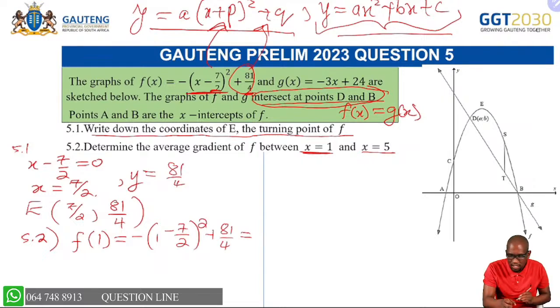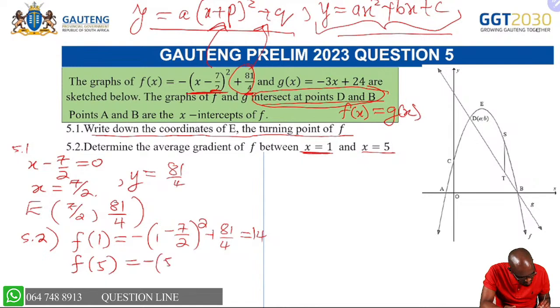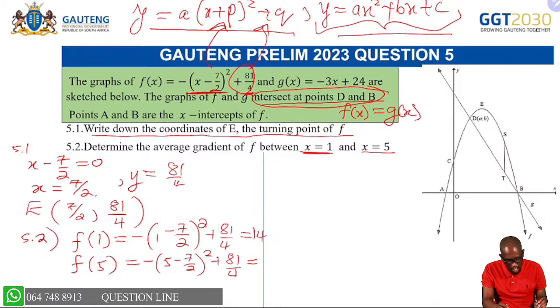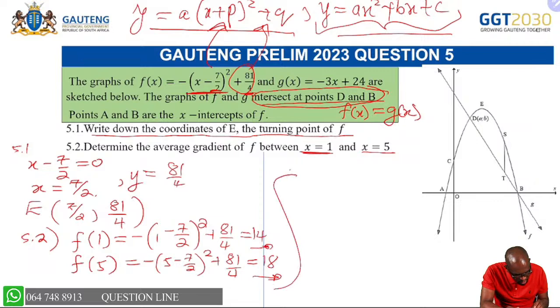If you substitute 1, obviously you're going to get 14. And then for f of 5, you'll substitute 5 where you see x. So this is 5 minus 7 over 2 squared plus 81 over 4. If you put it in your calculator, it will give you 18. So you now have f of 1 and f of 5, which means that you can get the gradient between x is equal to 1 and x is equal to 5.